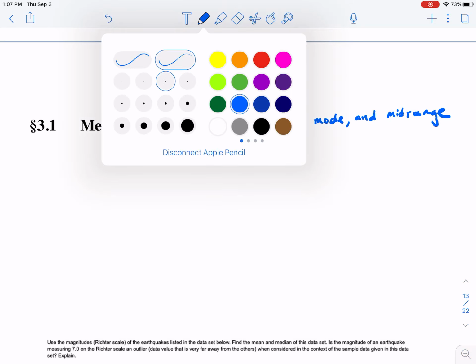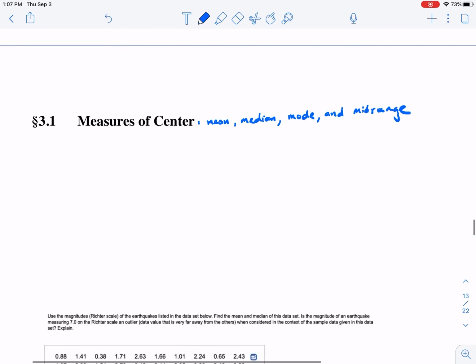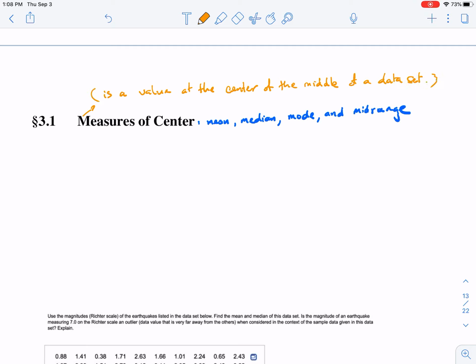So let's talk about what these 4 measures of center are. By the way, measure of center, we define that as a numerical value at the center, the middle, of a data set. Okay, so that's the definition of measure of center.